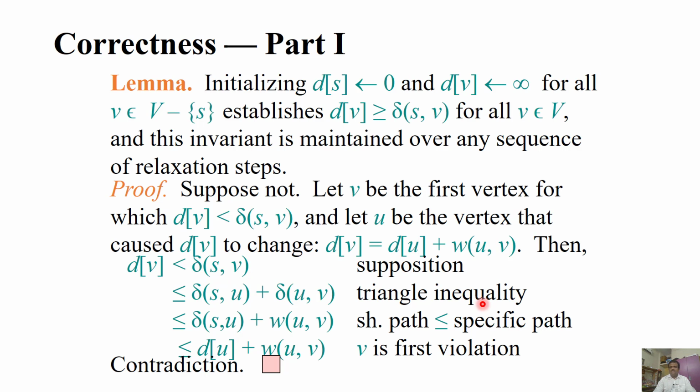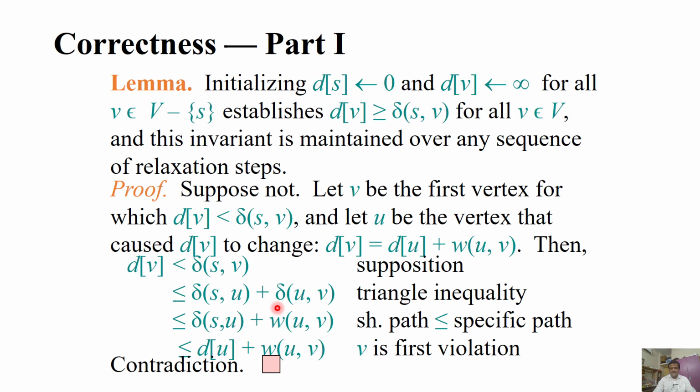Now, we will use the triangular inequality. So, we are at S, we want to go to V. The triangular inequality tells us delta of S comma V is less than or equal to delta of S comma U plus delta of U comma V. And UV is the direct edge, because U is already in S and V is the first vertex for which it is violating.